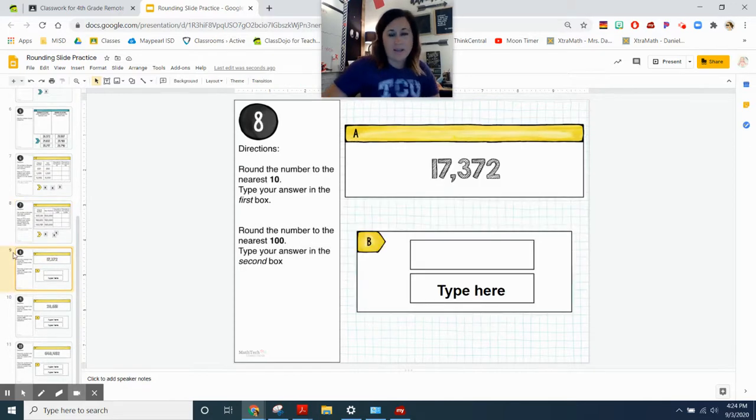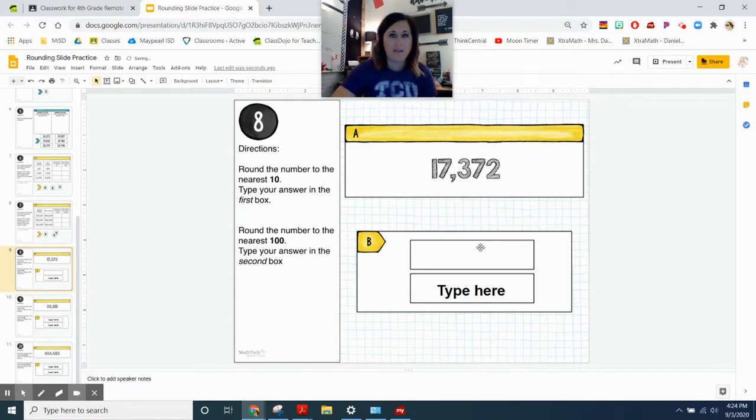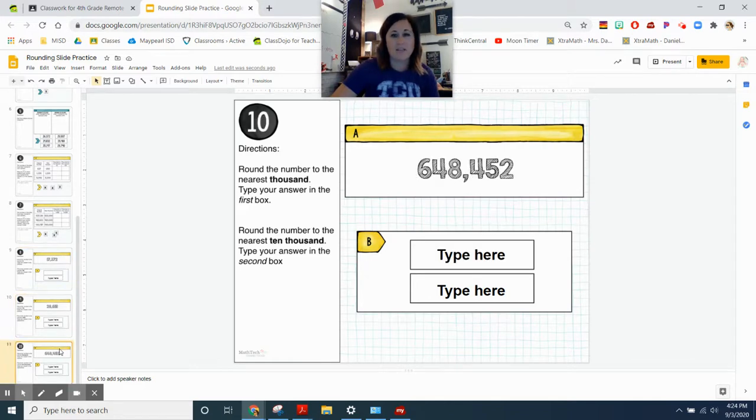Okay, going on to number 9. You're going to round the number to the nearest 10. Type your answer in the first box for this part. Then round it again to the nearest 100. Type it in that box. And if your text box disappears, hit undo. Or if you still can't get it back, this little T right here adds a new text box for you. So if you delete your text box and can't get it back, that's how you do it. So 7, 8, 9, and 10 are the same type, okay?